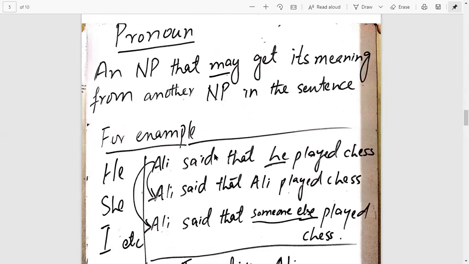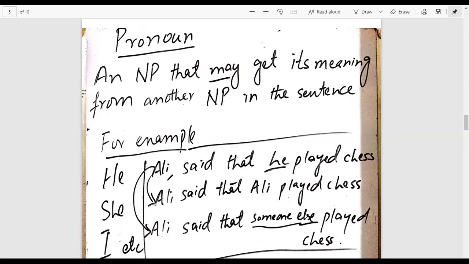But in these cases, let's look at an example here. Ali said that he played chess. And in the second example, Ali said that Ali played chess. So from the first example, we extracted two more examples. So from the first example, we have these two meanings. Let me switch on the drawing board here. Yes. So this is the first example. Ali said that he played chess. This is our principal example. From this example, we extracted two more examples.